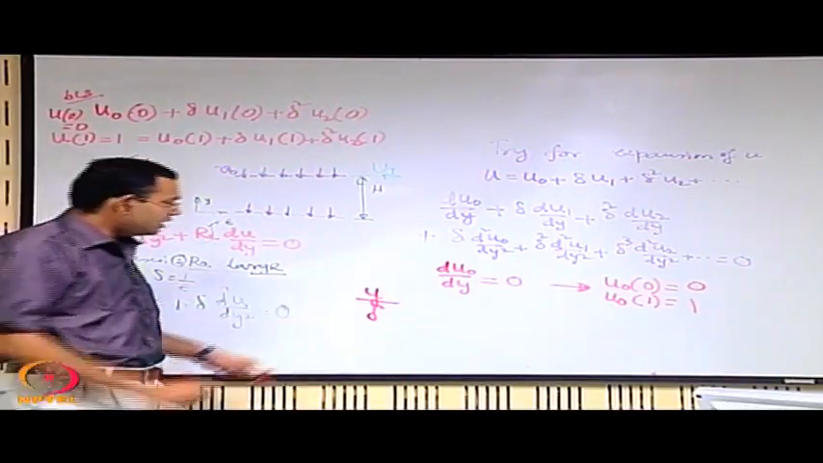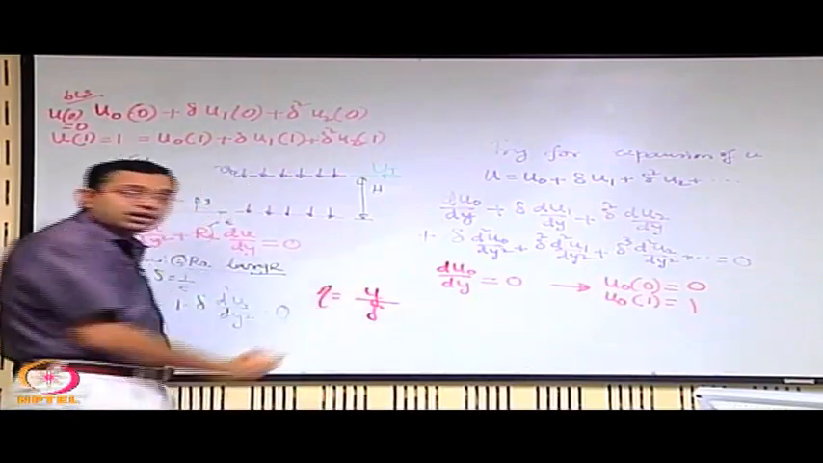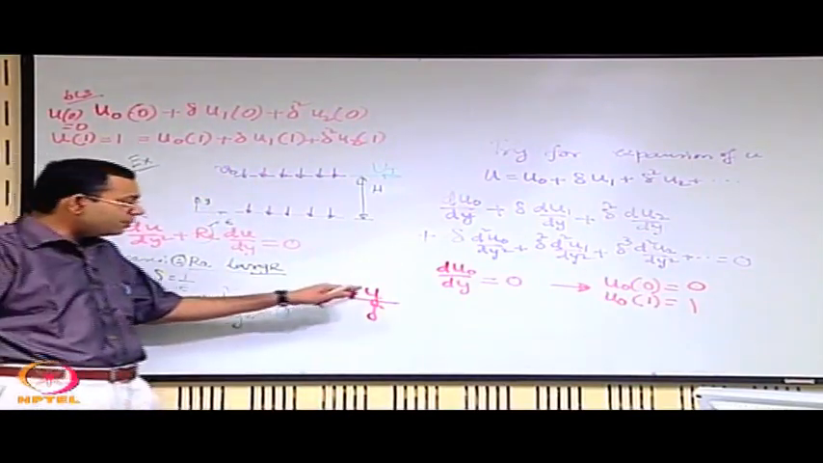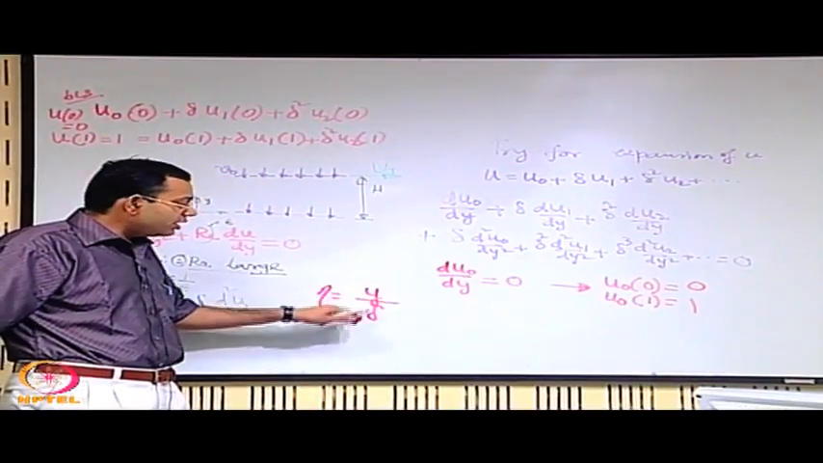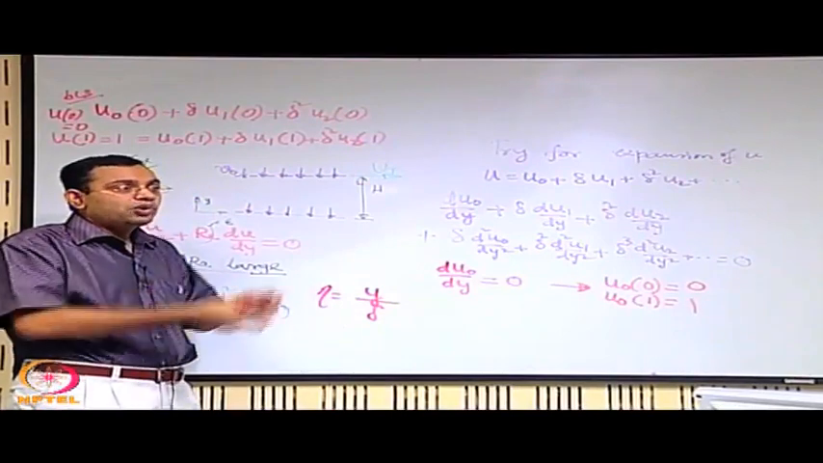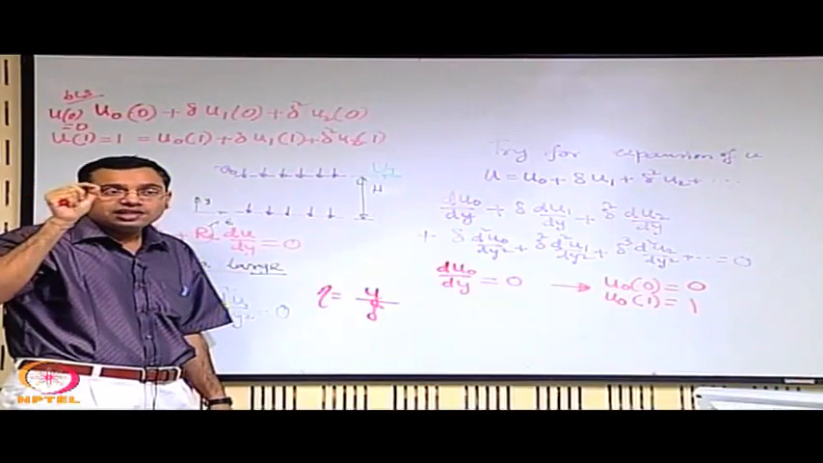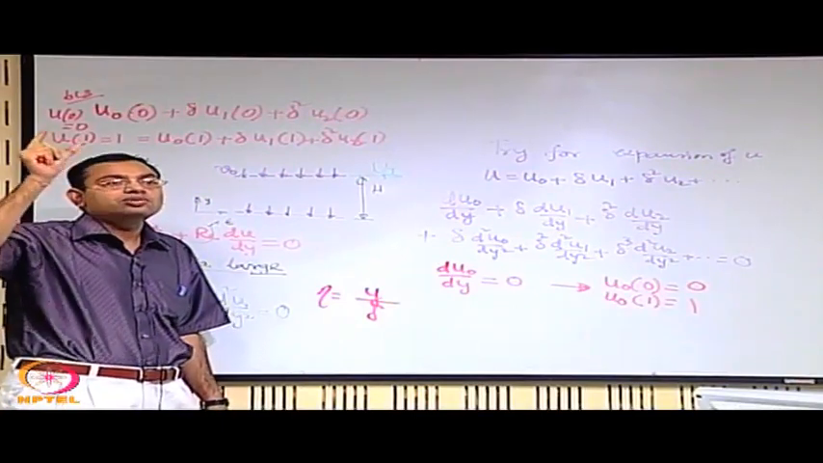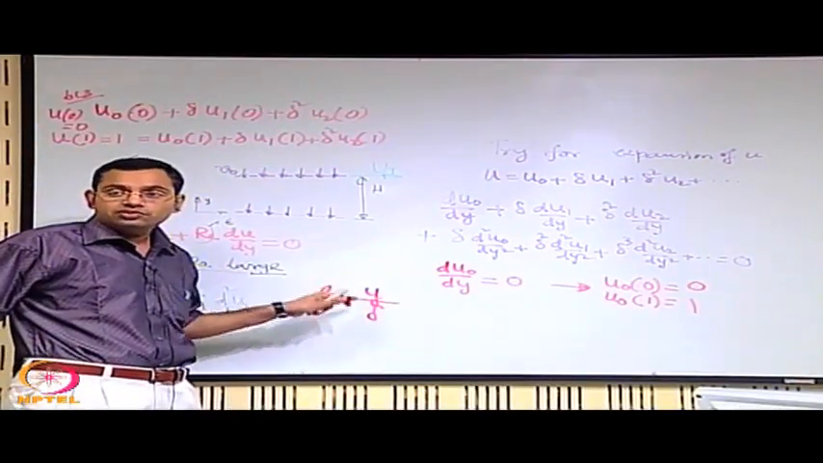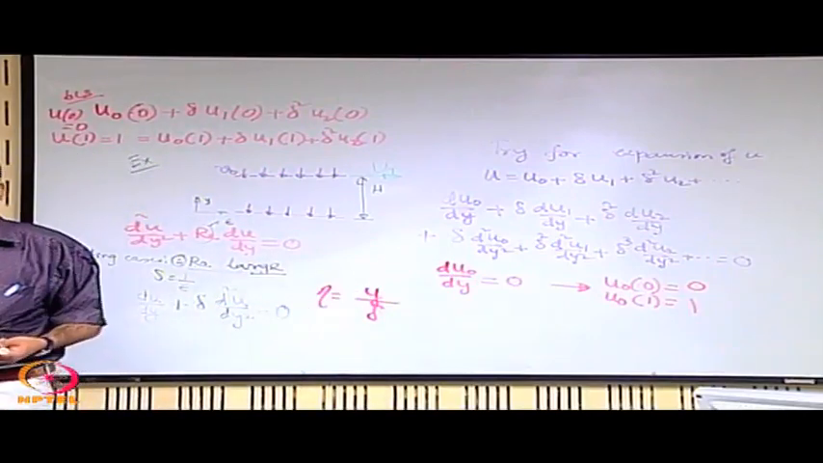So here if you introduce a new variable eta equal to y by delta, then what happens? This is a small number, you are dividing it by something small to blow it up or to stretch it up. So that means the boundary layer, whatever is its resolution, you are trying to stretch up its resolution by applying this transformation. So this is known as a stretching transformation in mathematics.